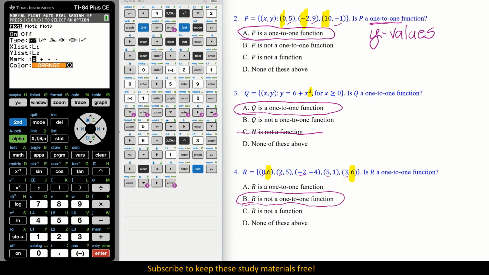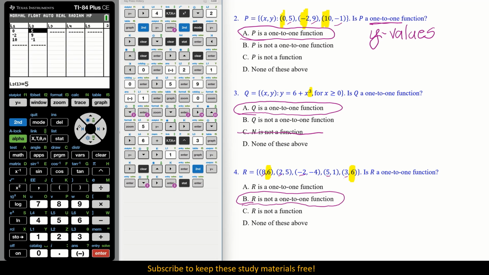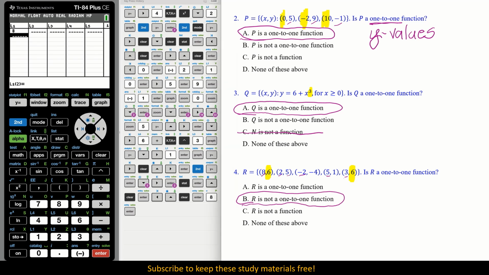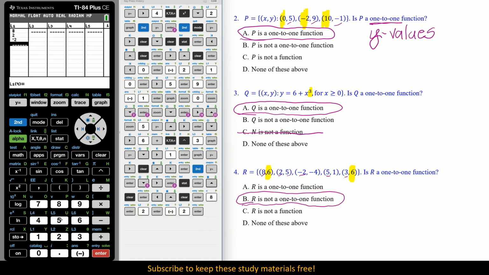Now, remember, we need to go to stat, number 1, and I'm going to clear out all my dots because it looks like I have more, so I don't make any mistakes. So remember, you push clear enter, go up, highlight it. See how I highlighted L1, and I push clear enter, and that gets me where I want to be. So I'm going to say 8 enter. It's the underlined X values. Okay, so 8 enter, 2 enter, -2 enter, 5 enter, and 3 enter.